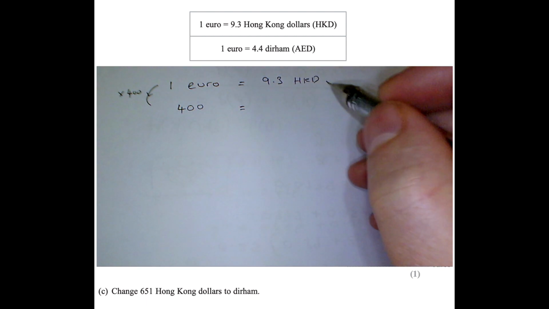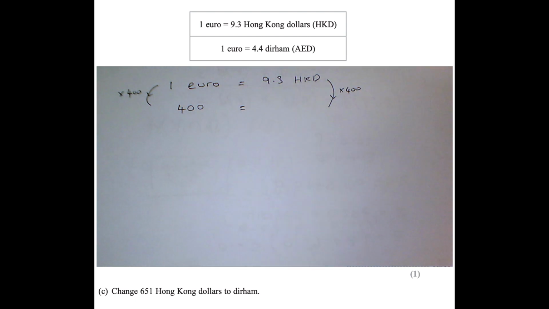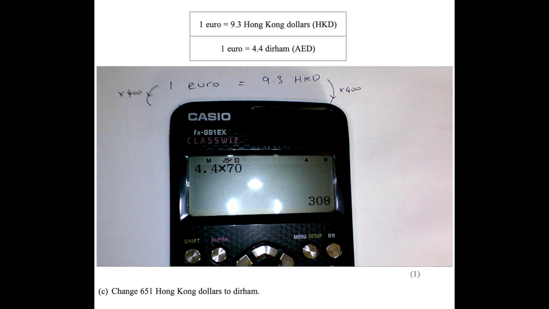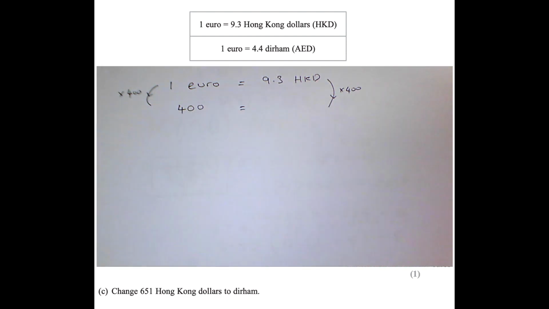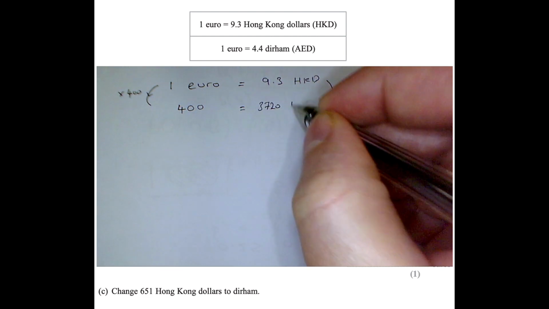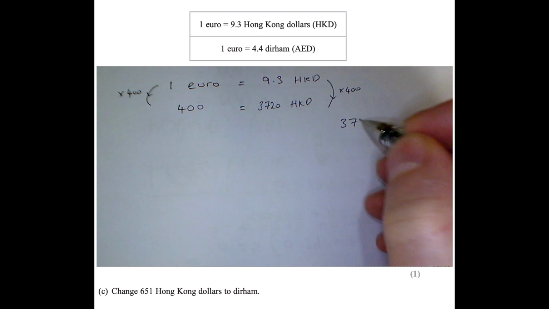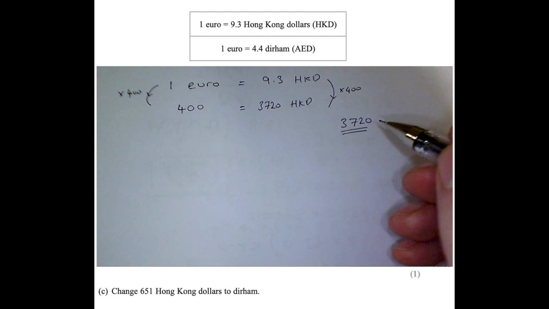And of course there's an equals sign there, so what you do to one side you must do to the other. So if I times one side by 400, I'm going to times the other side by 400. And 9.3 times 400 is 3,720. And that's your first answer. Okay? So 400 euros is the same as 3,720 Hong Kong dollars.